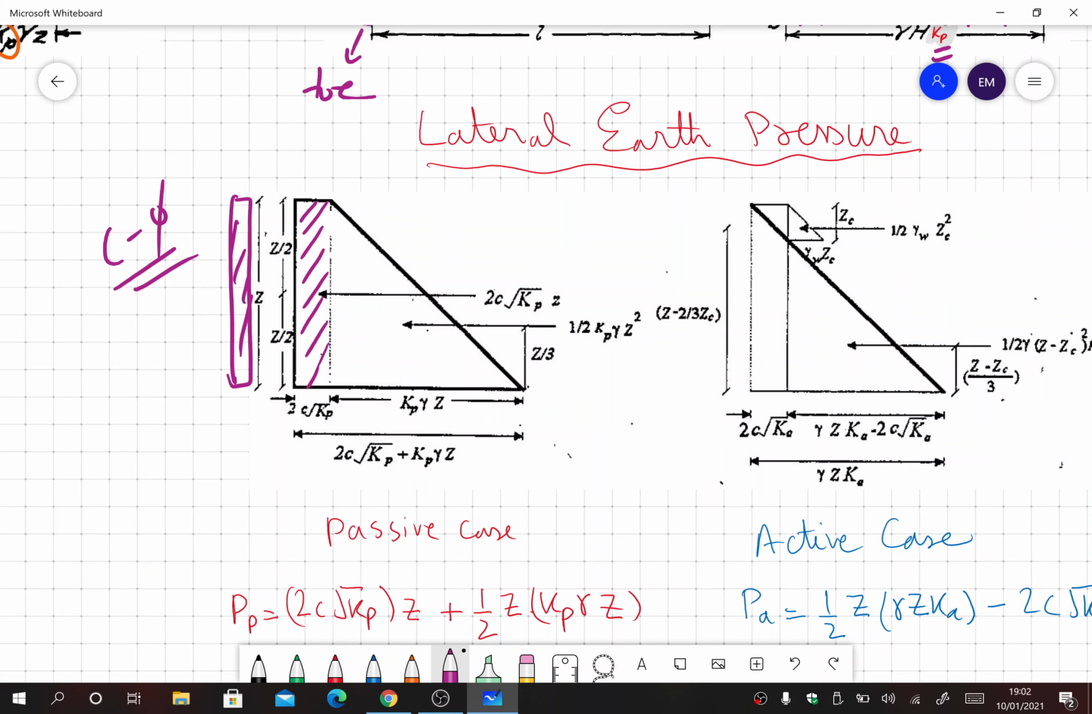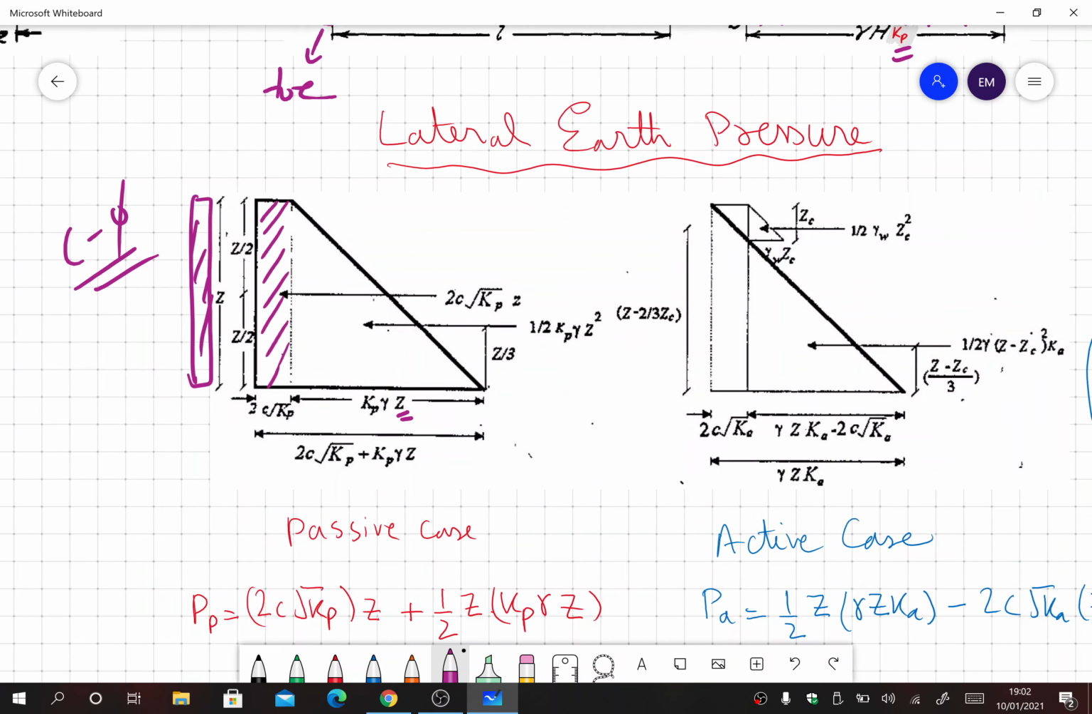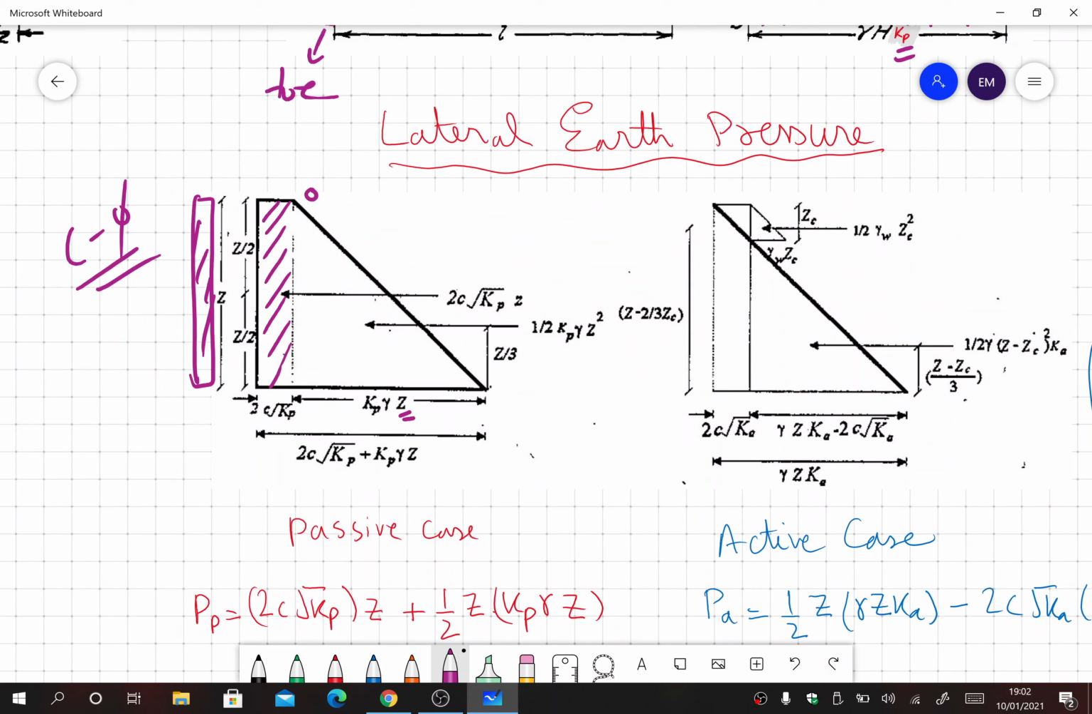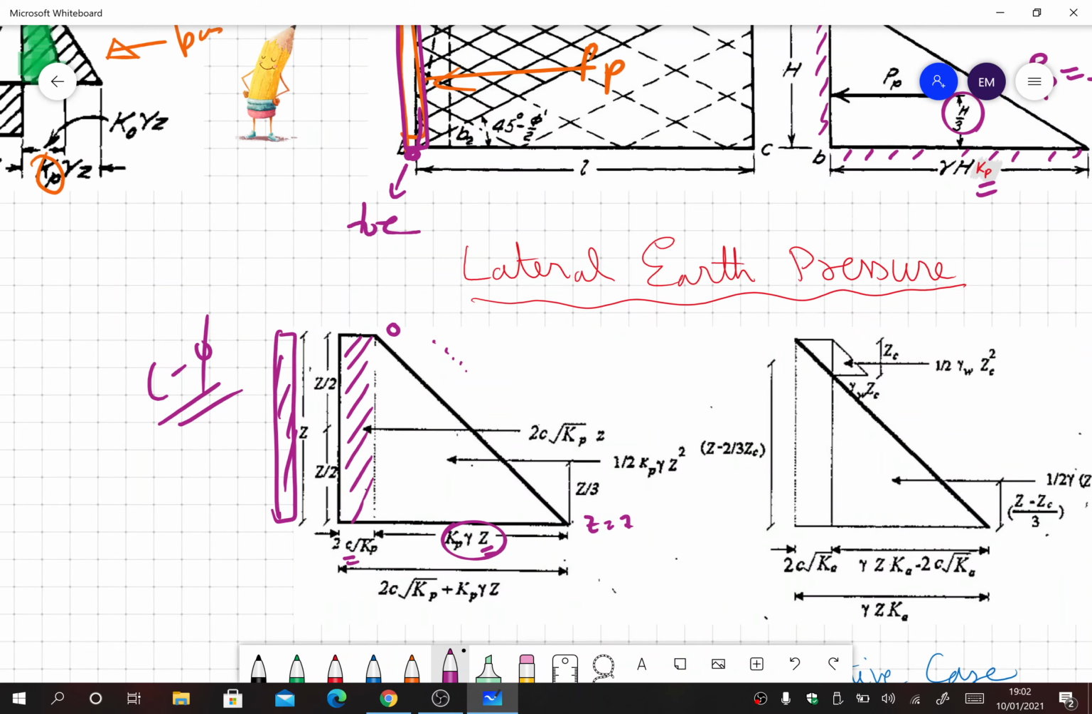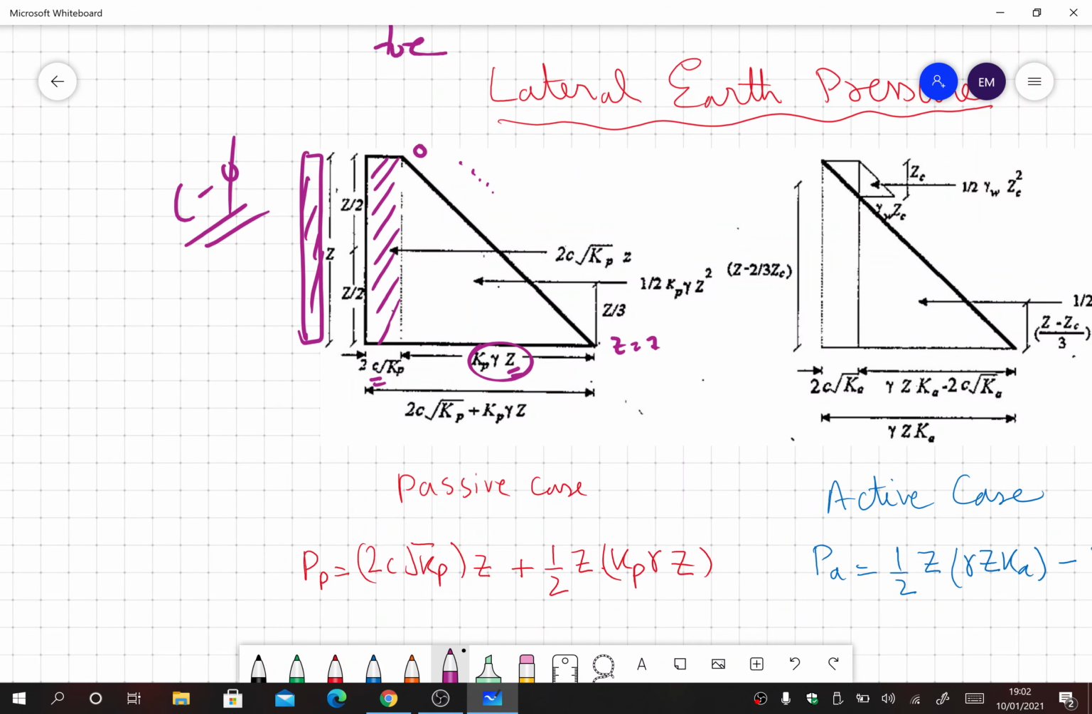The Kp gamma z portion is the variant, because z is increasing. At the top z is 0 and at the bottom z is equal to Z. So as the value of z increases, so does the value of this portion. Cohesion remains constant for one clay soil, so that's why 2c under root Kp remains constant. This is the passive case, so I'll write that equation here.